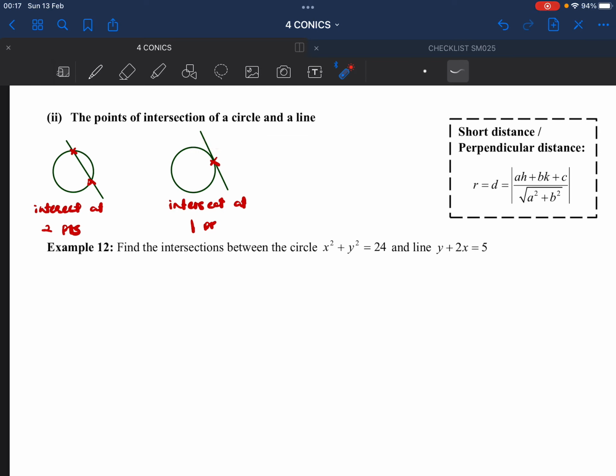If the line intersects the circle at only 1 point, this line is also called the tangent to a circle. Okay, so the next case here is we have the circle and we have a line that does not intersect at all. So here is no intersection point.